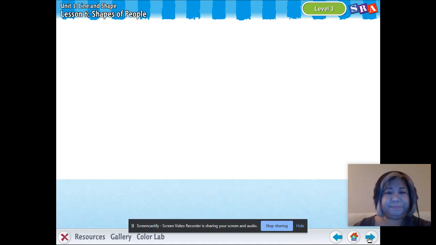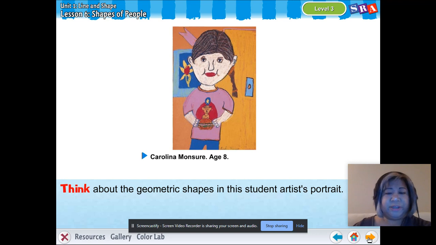Here's a geometric shape that a student used in their portrait. A lot of times when you just draw pictures, you're not realizing that you're actually embedding different shapes and objects in your picture without even knowing it. She created a portrait. Remember, a portrait is a picture of someone. A self-portrait is a picture of yourself. In this picture, she's created different shapes without even knowing it.